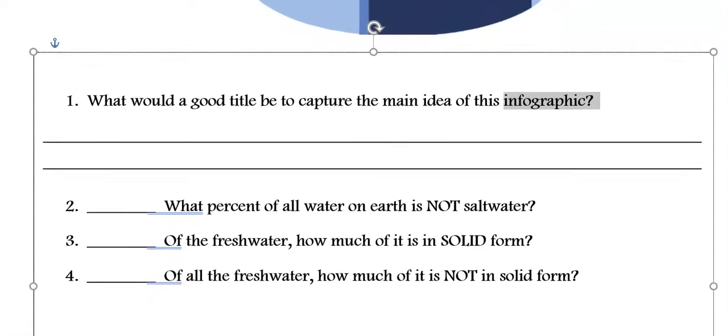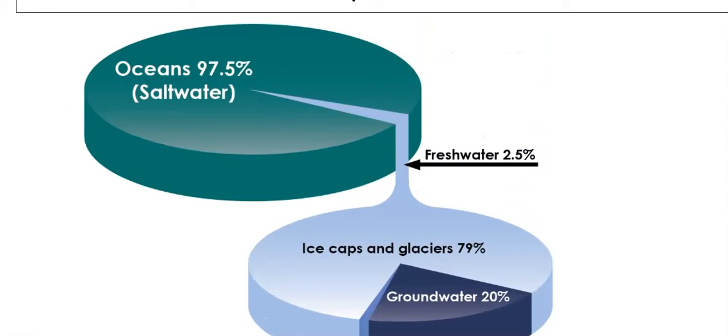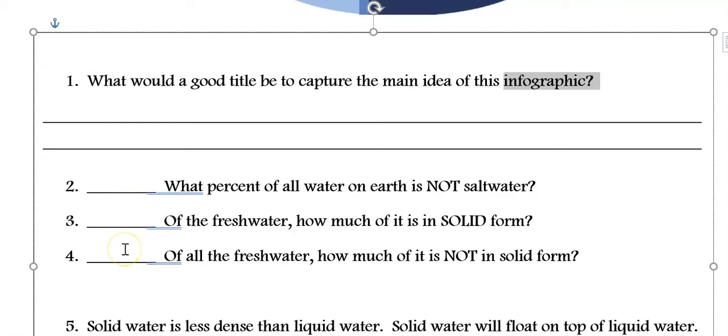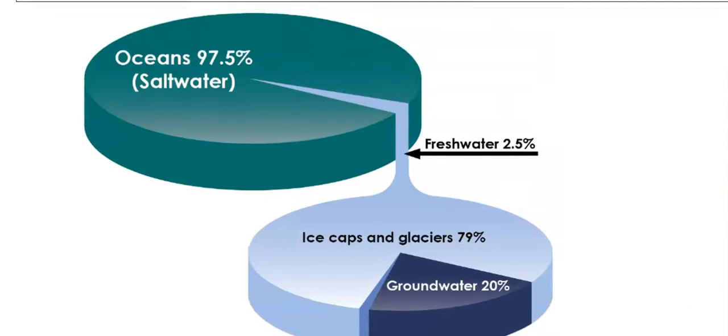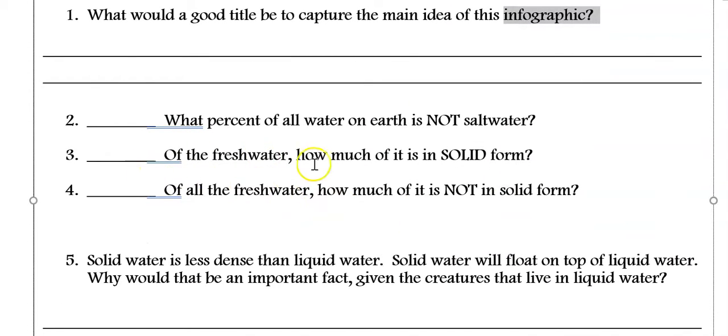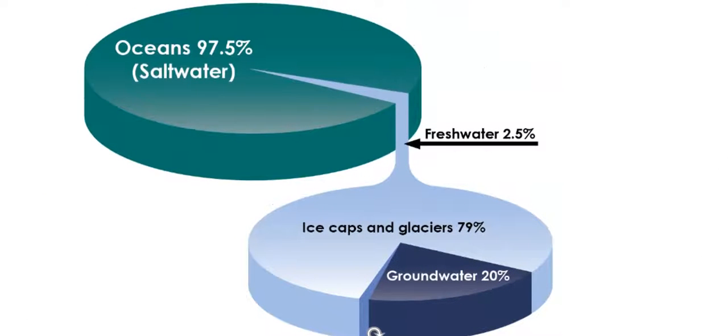Questions 2 and 3 and 4 simply ask you to read what is up here in the infographic. You'll notice these are short blanks, so you don't have to get particularly long answers. What percent of all water on Earth is not salt water? This is not exactly what the graph calls it, but you should be able to figure that out. Of the fresh water, so when you focus on just fresh water, how much of that is in solid form? Again, nowhere up here on this graph does it say this is water in solid form.